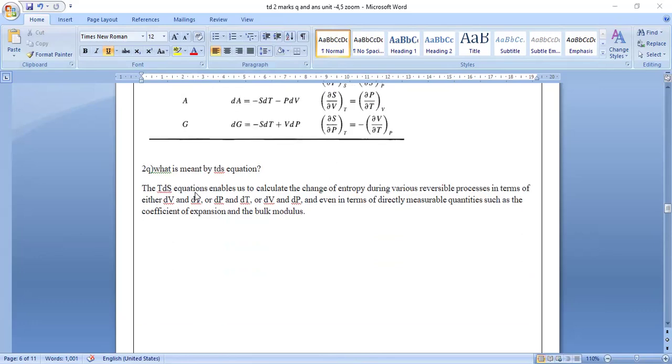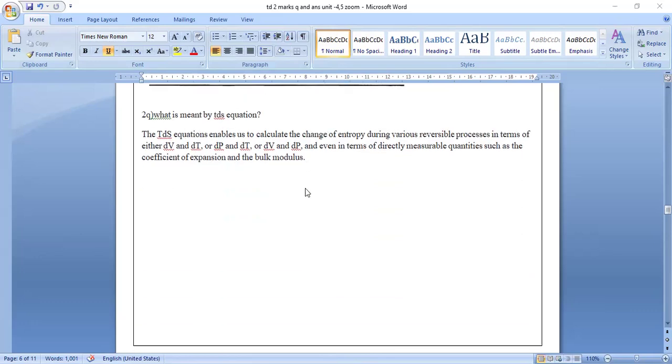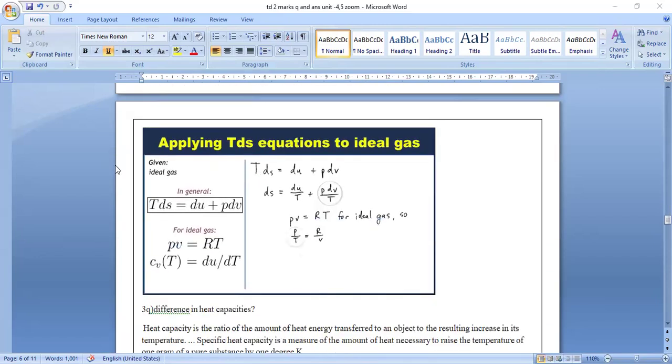What is meant by the T ds equations? You can see here the T ds equation, directly applying the T ds equation to ideal gases. T ds is equal to du plus p dv.